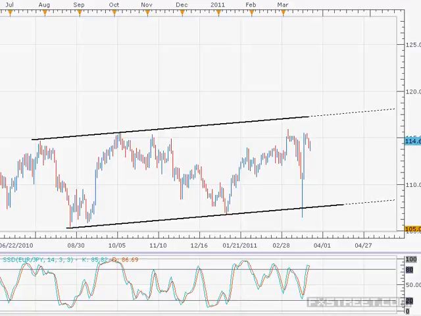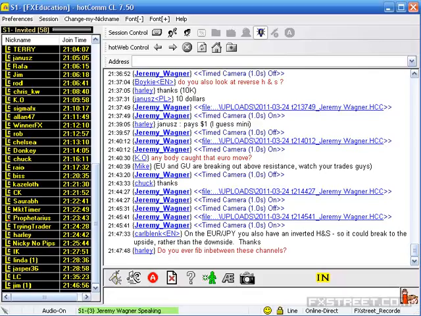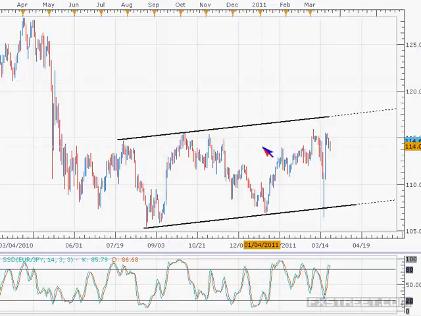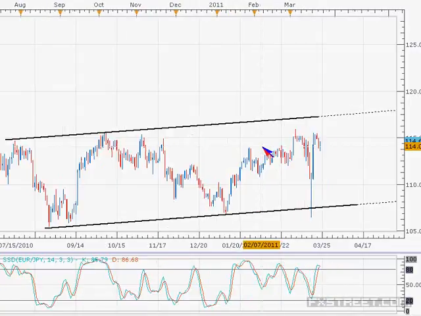Carl Blank says, on the euro-yen, you also have an inverted head and shoulders, so it would break to the upside rather than the downside. Okay, let's see here where we might have an inverted head and shoulders. Give me the rough time frame of where you would put the left shoulder, the head, and the right shoulder, so we can take a look at this in real time. Carl, if you could go ahead and type in where you think that left shoulder is, where the head is, and where you would see the right shoulder, then we'll take a look at that.